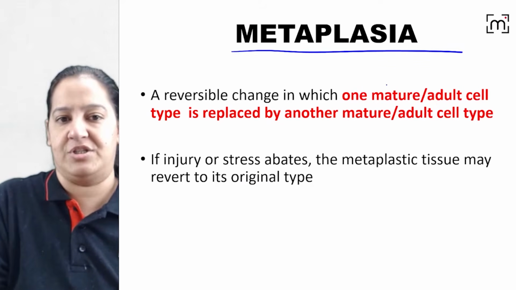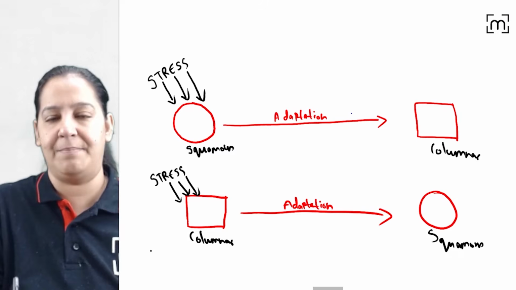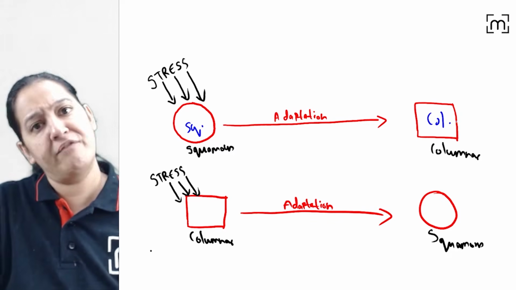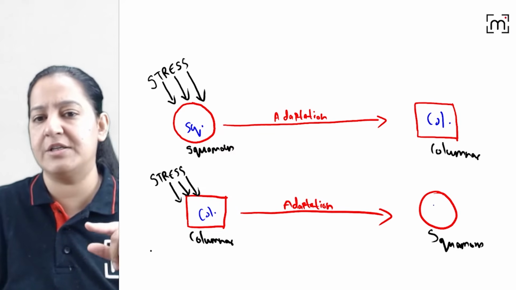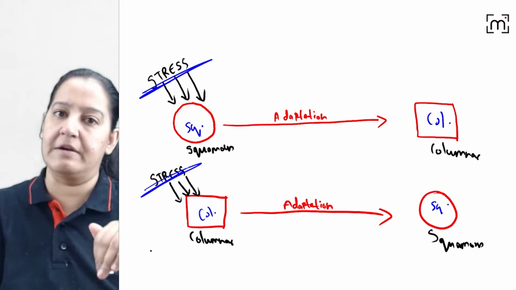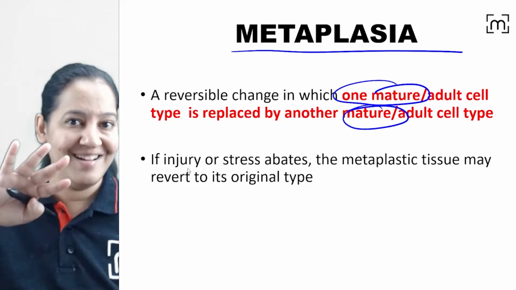Metaplasia is replacement of one type of mature cell by another type of mature cell. That is known as metaplasia. Imagine this one is a squamous cell, it got converted to columnar, or vice versa. It is a columnar, it got converted to squamous. So under stress, it got converted. So that is the definition, that is the diagram. Definition is done, diagram is done.